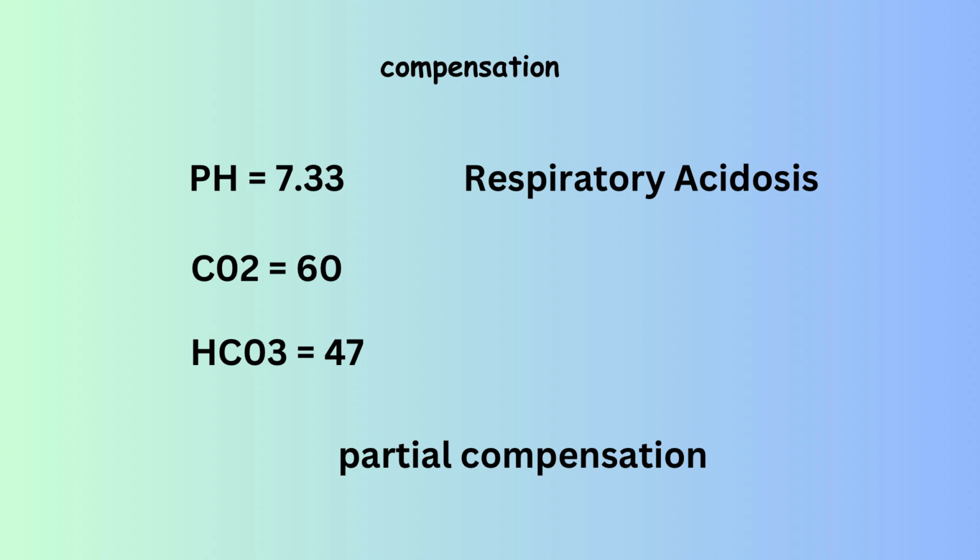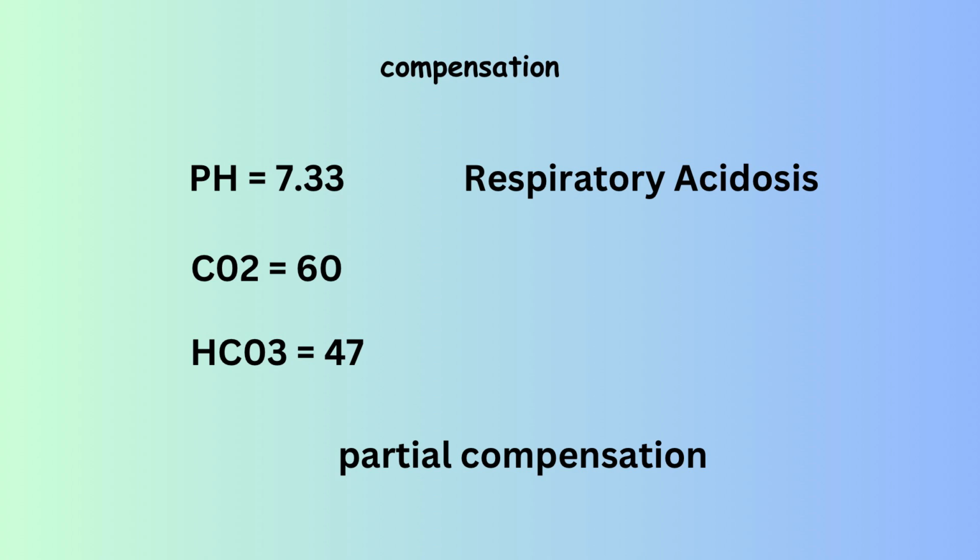Let's look at another example. We have here a pH of 7.33. The pH is less than normal, so it is acidosis. We have CO2 of 60. The CO2 of 60 is above normal. So here we are looking at a respiratory problem, which makes it a respiratory acidosis.